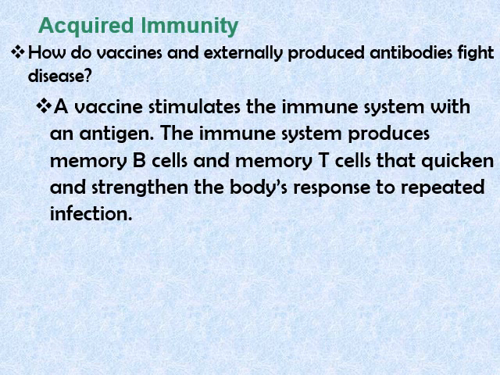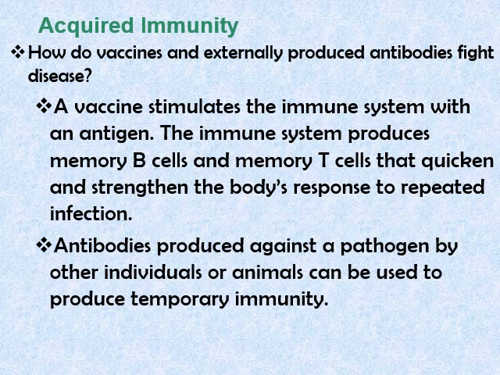A vaccine stimulates the immune system with an antigen. The immune system then produces memory B cells and memory T cells that quicken and strengthen the body's response to repeated infection. On the other hand, antibodies produced against a pathogen by other individuals or animals can be used to produce temporary immunity.